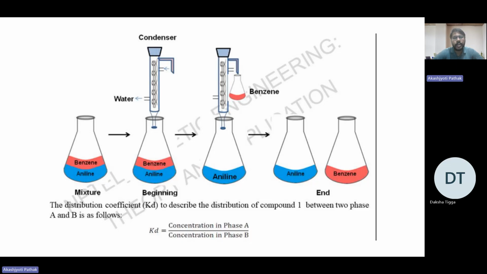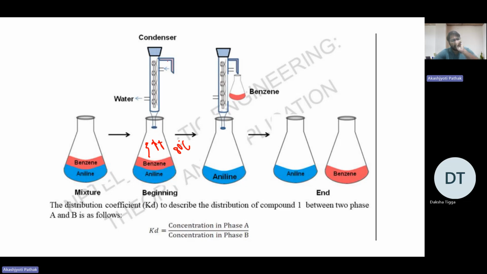So what will happen when you heat this mixture? At 80 degrees Celsius, what will happen? When you're heating this mixture at 80 degrees Celsius, your benzene will evaporate. Okay, it will evaporate and it will generate fumes. Now these fumes will pass through the condenser.